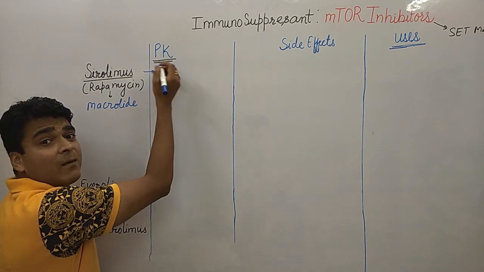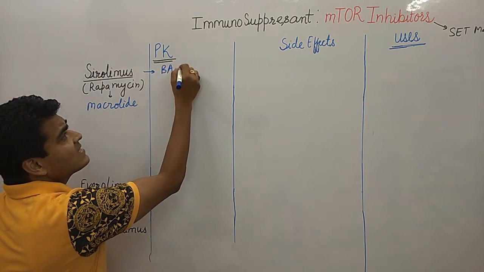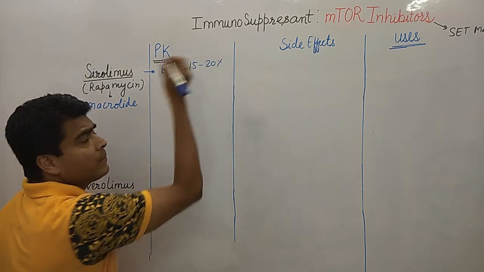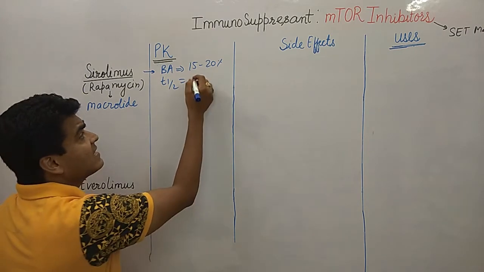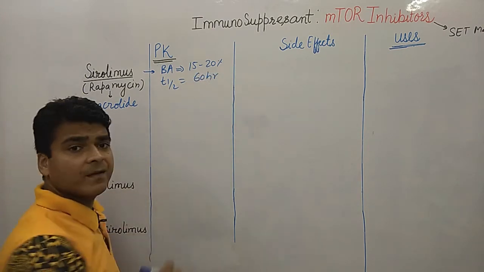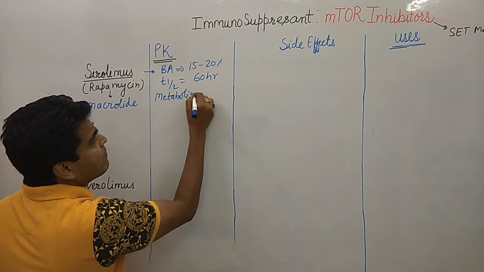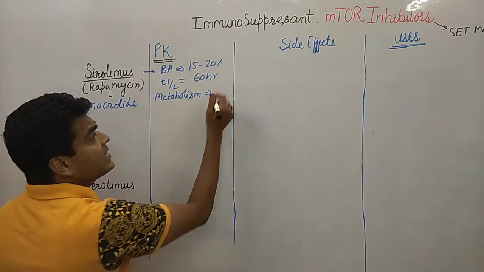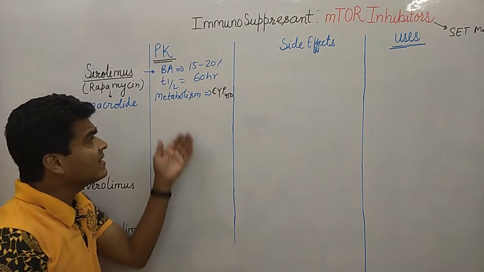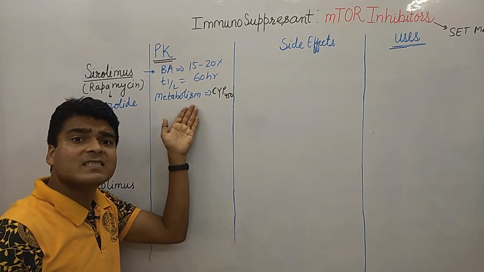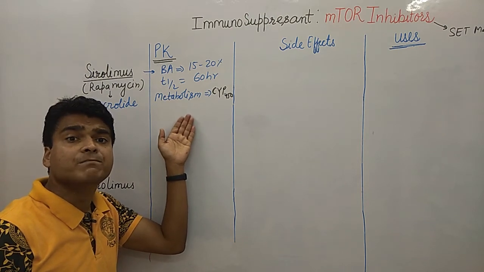Looking at the pharmacokinetic parameters of this drug, bioavailability is almost 15 to 20%. The half-life of this drug is 60 hours. If you are talking about metabolism, it is metabolized by cytochrome P450. Since the drug is metabolized by cytochrome P450, it causes drug-drug interactions with cytochrome P450 inducers and inhibitors.